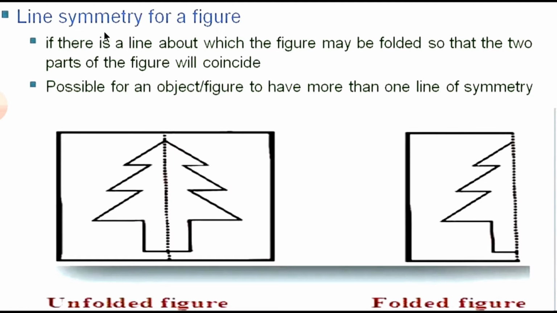Now see, line symmetry for a figure. If there is a line about which the figure may be folded so that the two parts of the figure coincide, it is possible for an object or figure to have more than one line of symmetry. You can see the first figure is the unfolded figure. This line of symmetry divides it into equal halves. In the second figure, it is folded up, so it matches with both the figures. That means the mirror image and the original image get matched up if you fold the figure. Then we can say this figure has symmetry.